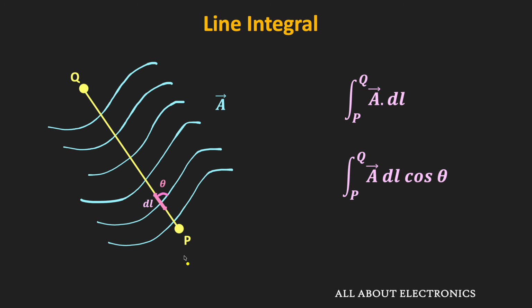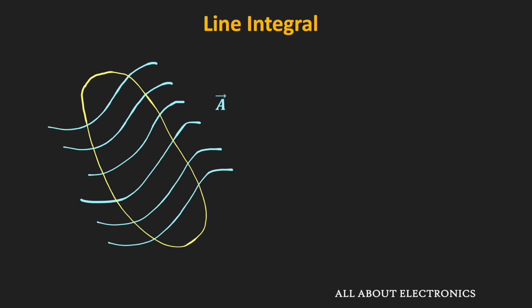So in electromagnetics, suppose we are moving from one point to another in the electric field, then with the help of this line integral, we can find the potential difference between the two points. Here, instead of an open path, suppose we have an enclosed or circular path. In that case, this line integral can be given by this expression.